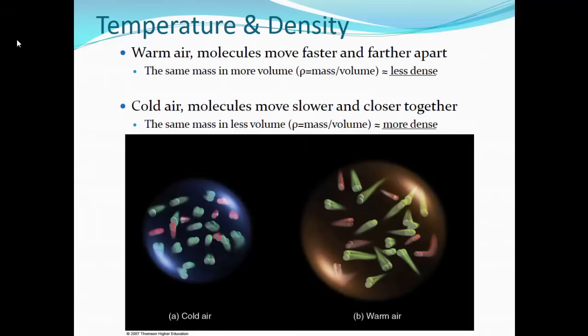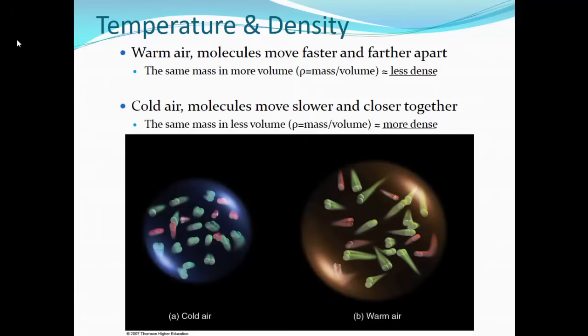Density and temperature. Warm air molecules move faster and further apart. The same mass, more volume, less dense. So again, we talked about density in chapter 1. Rho, density equals mass divided by volume. Cold air molecules move slower and closer together. The same mass and less volume. Density equals mass over volume. It's more dense. So what's changing in our mathematical equation? D equals m over v. Well, mass is not changing. It's remaining the same. But if volume increases in the warm air, then density by mathematical calculation is lower. It's less dense and warm air rises.